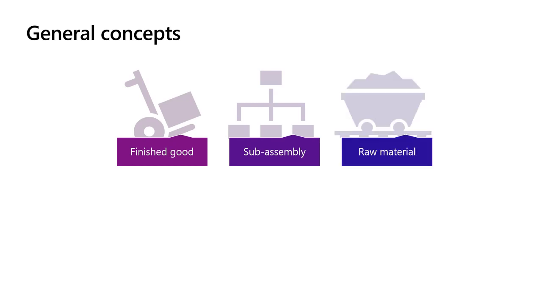Next, we have raw materials. Raw materials are the inputs to the production process, which will be used to create subassemblies and the finished goods. In specific industries, they're often referred to as components, ingredients, or bulk material.